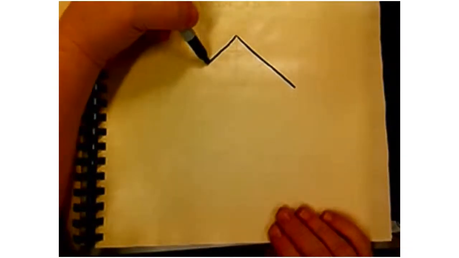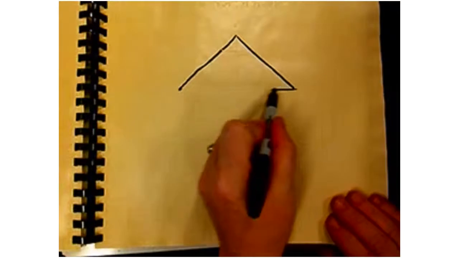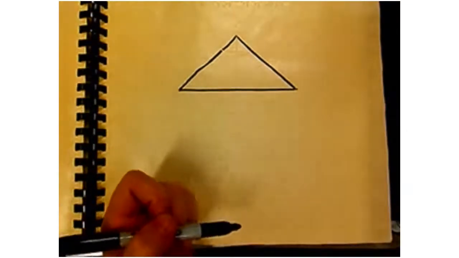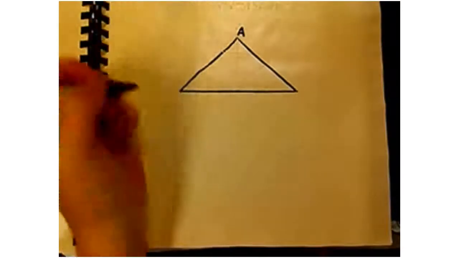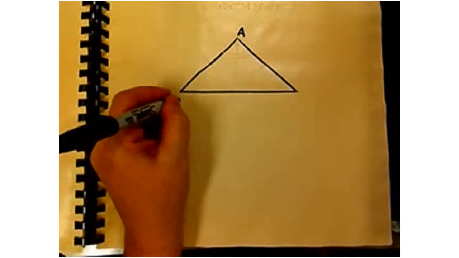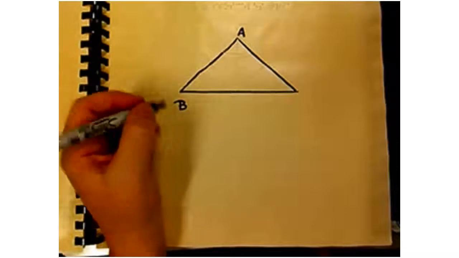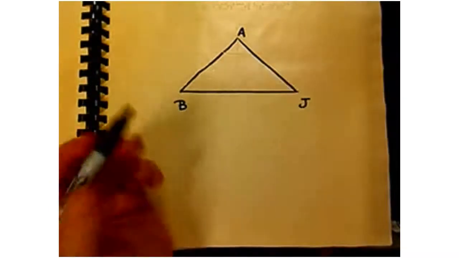There's a triangle up in the top half of our paper. Not too bad a one, it doesn't look like. Could be a little bigger, but we'll take it. The top vertex is A. The bottom left vertex is B. And the bottom right vertex is J.